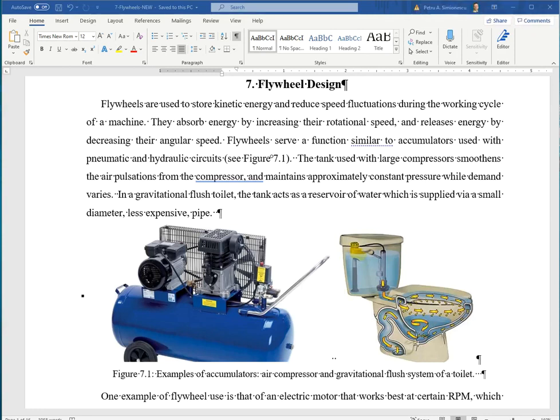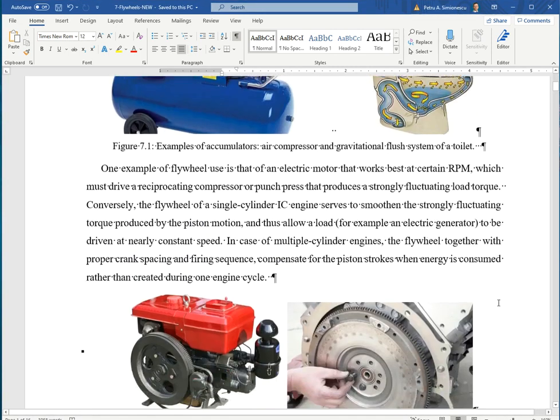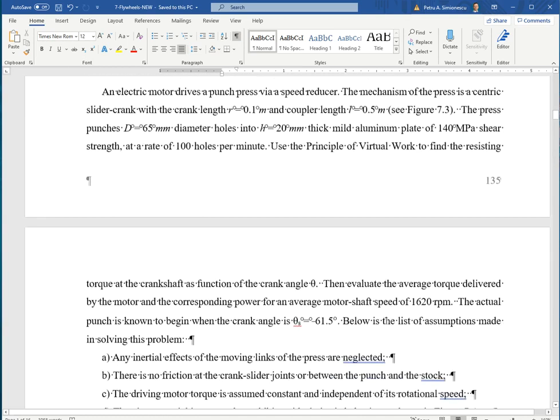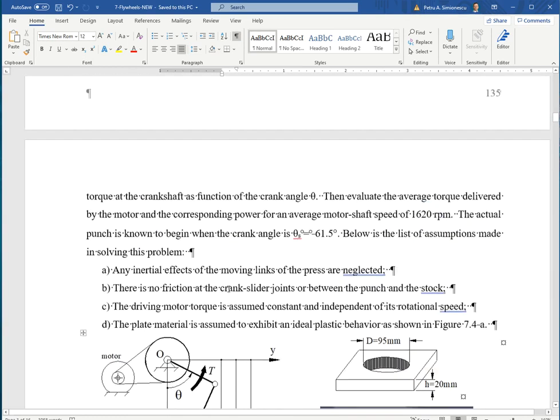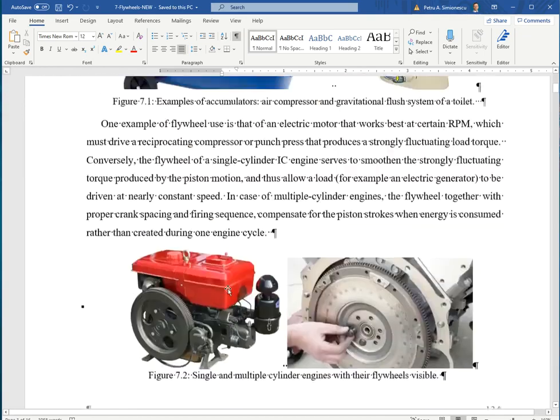Alright, so this chapter 7, it's on flywheel design. You're going to perform flywheel sizing for the punch press project. It even has, so I have examples in the notes about punch presses, like for your project again.